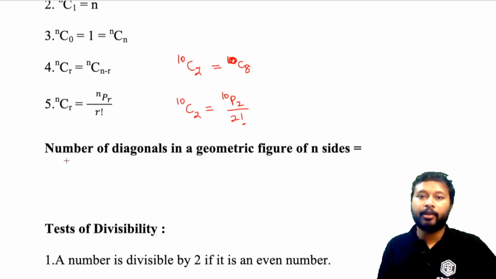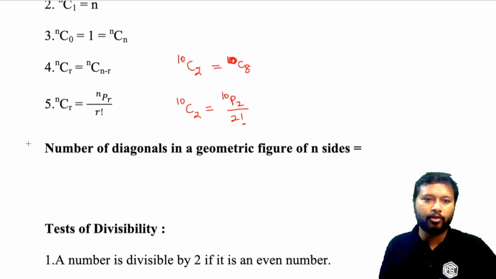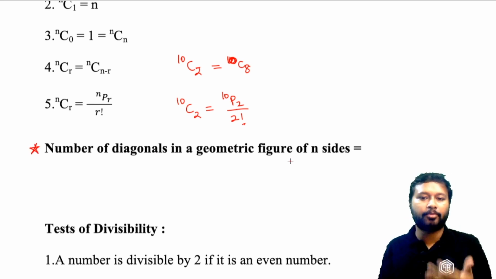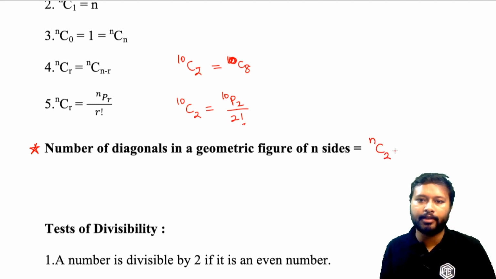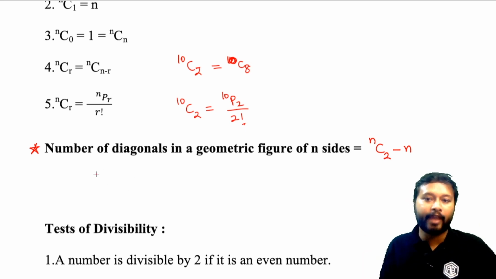Okay. Now here is a very good example, or you can say application, of combination and permutation. It says that in order to find out the number of diagonals in a geometric figure with n sides, this is given by the formula nC2 minus n, where n will be the number of sides. For example, if you want to find out the number of diagonals in a rectangle, we all know it's 2, so you can calculate by this. The number of sides in a rectangle is 4. You can use this formula to do that.